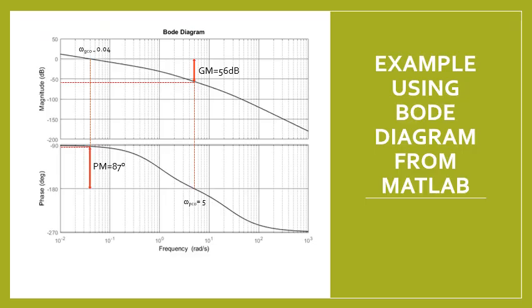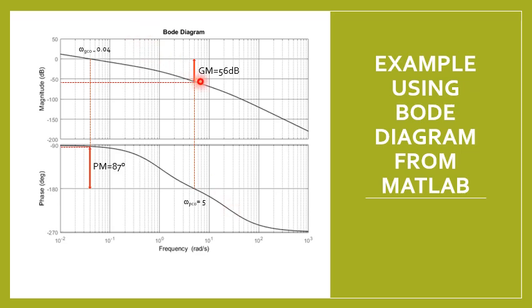In this slide, I would like to demonstrate how to obtain GM and PM using a Bode diagram plotted using MATLAB. If you plot your Bode diagram using MATLAB, your plot will be slightly different from the Bode diagram you sketch manually. The Bode diagram that you plot using MATLAB will split your magnitude plot and phase plot into two plots. The top plot is your magnitude plot and the bottom plot is your phase plot.